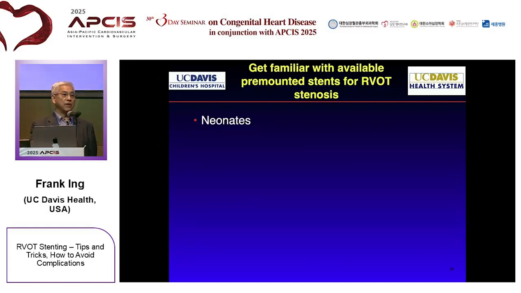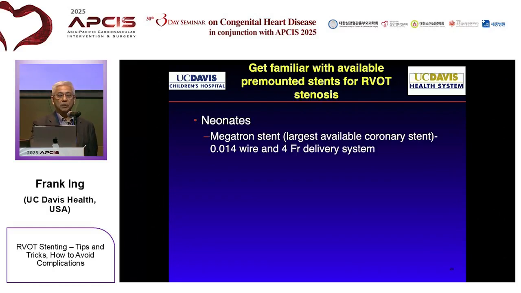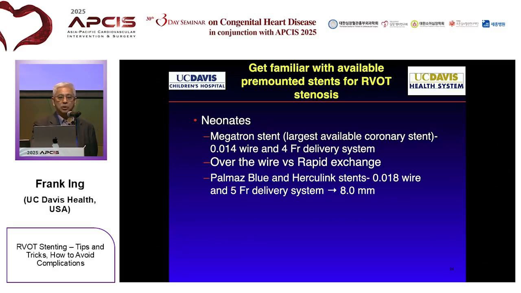Get familiar with what's available in the pre-mounted stents. For the neonates, I tend to use the Megatron stent. I think that many people are familiar with that now. It's a coronary system, but it's the largest diameter that's available in the coronary system, and it goes through a 4 French delivery system. So again, we can either have the types of coronary stents that are over the wire or rapid exchange.